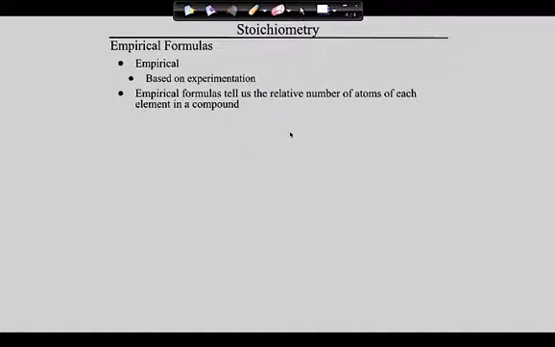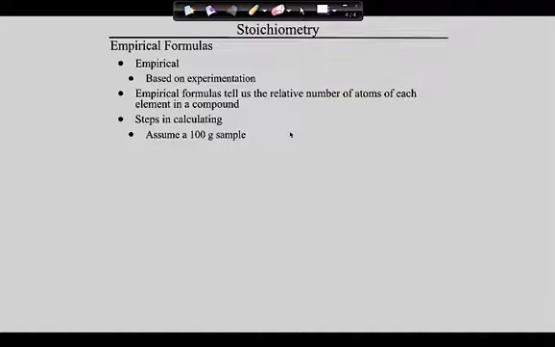Now, when we talk about empirical formulas, here's what we need to be thinking about. Empirical formulas tell us the relative number of atoms of each element that make up a compound. And last year, you may remember, you learned to calculate empirical formulas. And let me remind you how we did that. If you don't remember, feel free to write this down. In order to calculate empirical formulas, what we did is we first of all assumed that we have a 100-gram sample.